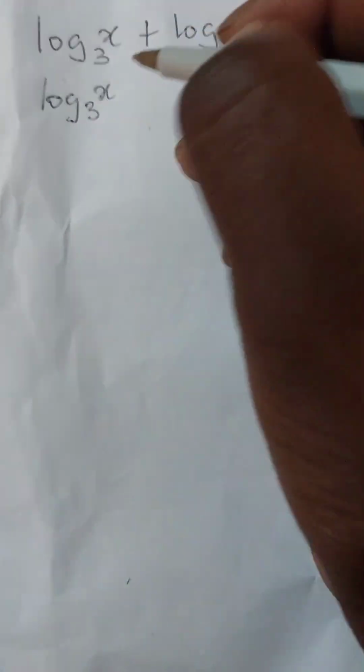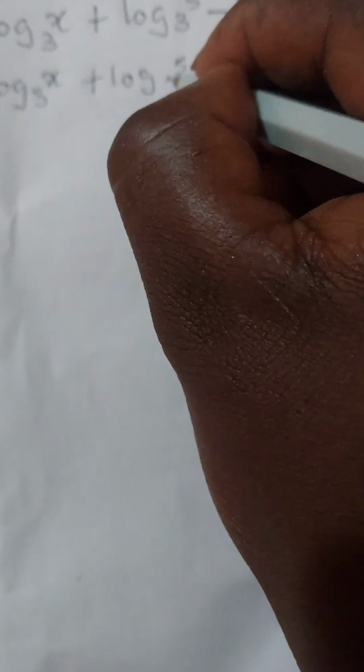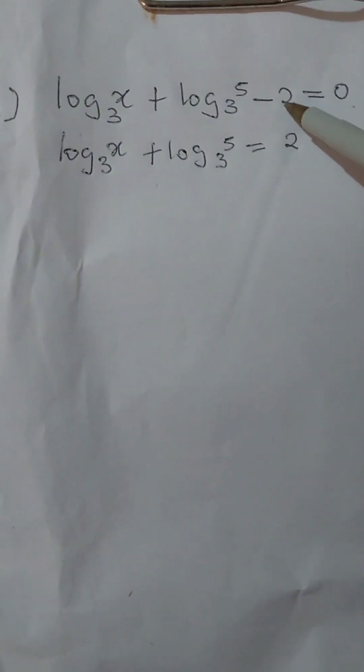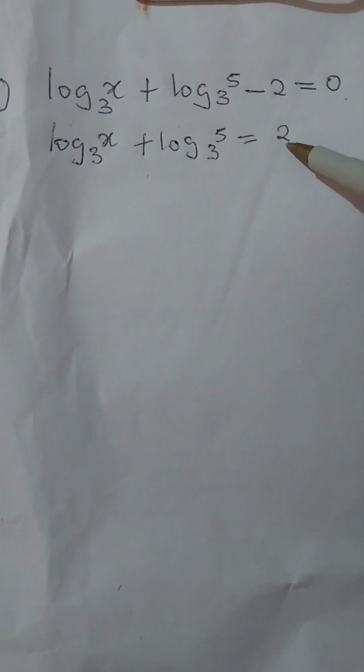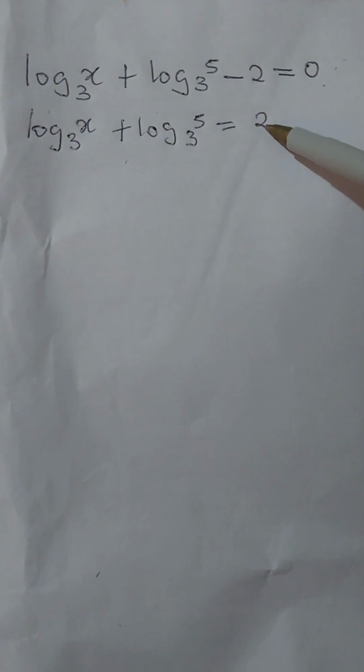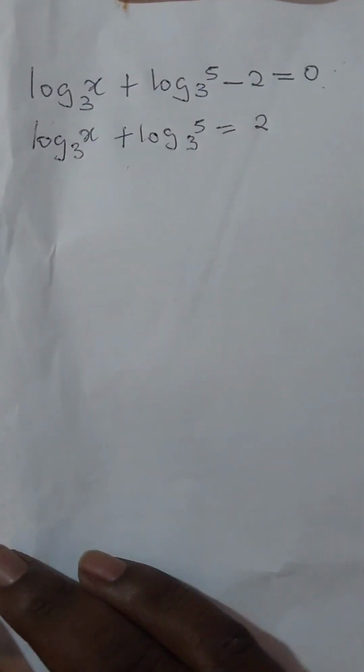So we will be left with log x under base 3 plus log 5 under base 3 is equal to 2. Because this is 0, it's the same as nothing, so minus 2 becomes plus 2. Plus 2 plus 0, we get 2. So we are happy on that one.